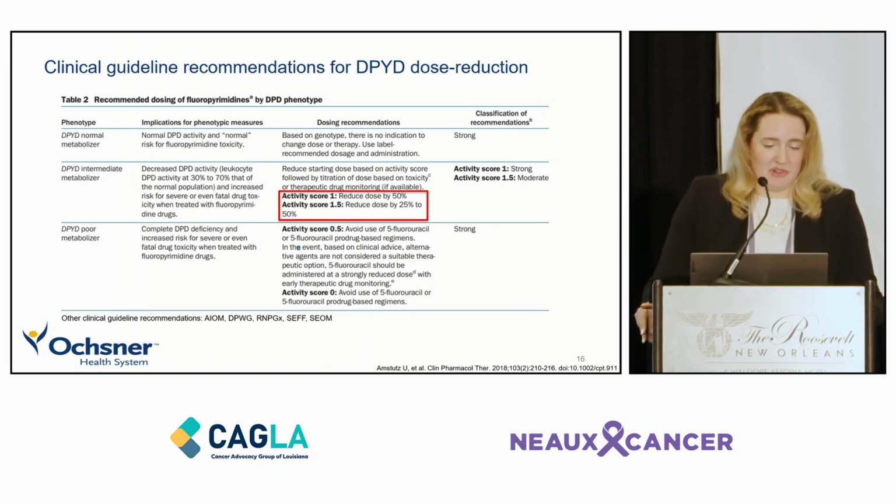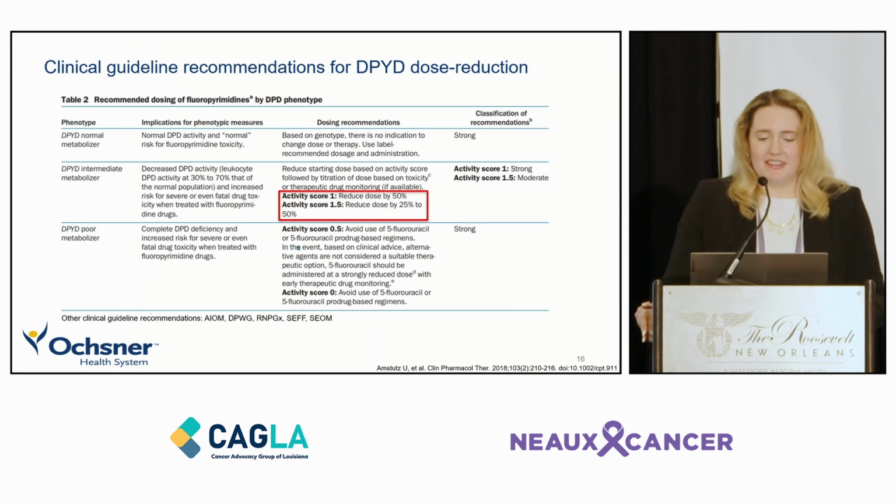And so I put here in our box our CPIC guideline recommendations. An activity score of 1 is essentially if a patient has 1 normal and 1 of those that has the full reduction. So their overall expected activity of the DPD enzyme is 50%.